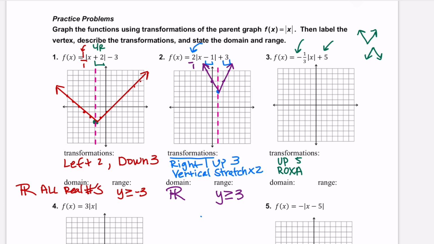Let's start by going up 5. 1, 2, 3, 4, 5. Put our point. Our axis of symmetry goes right on top of that point.